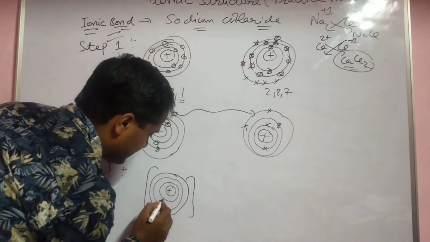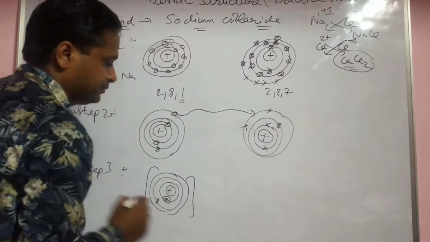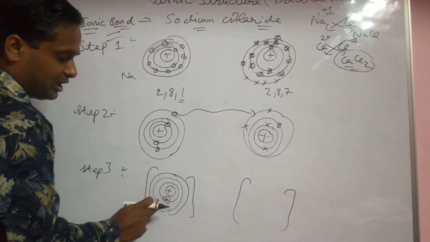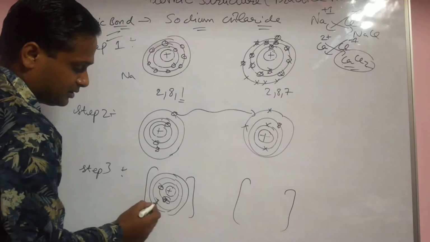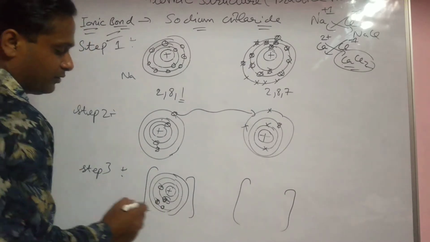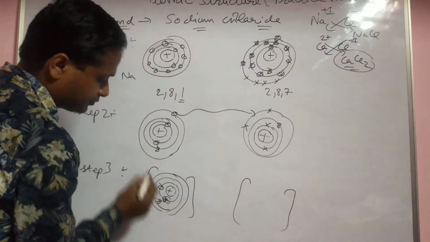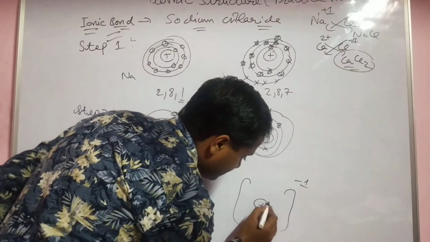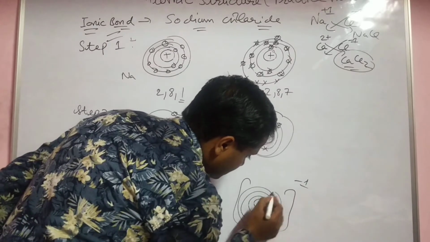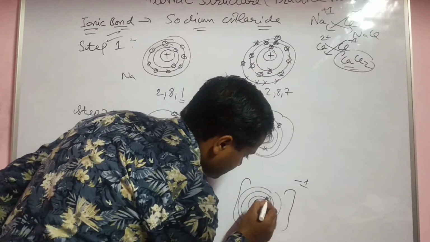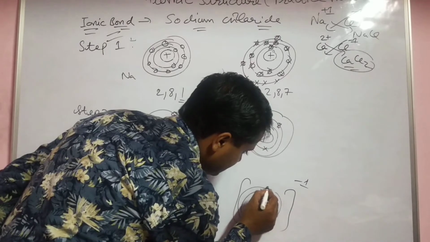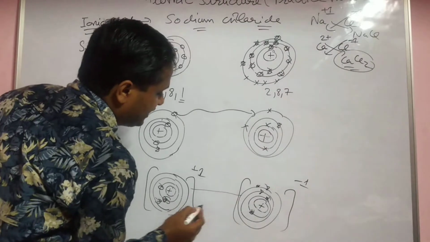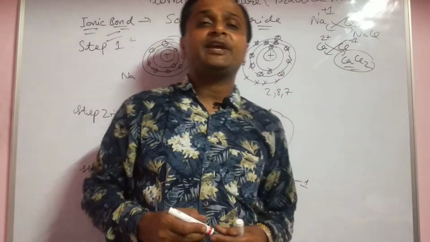Because the last shell is empty here, here 2, here 8. I am writing the shortcut here, but you have to make a circle, always 8. And here it becomes 1 positive and here it becomes 1 negative. 2, here 8, here 8. So due to the force of attraction, it forms the ionic bond.